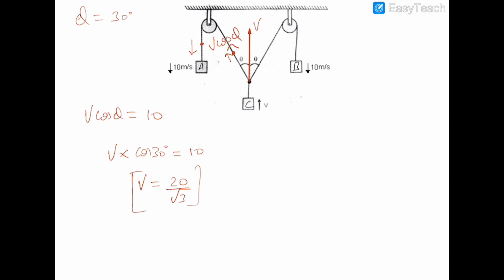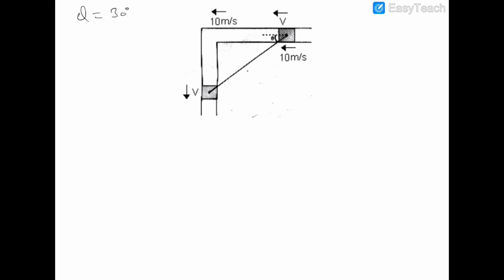Now moving on to the next question. You can see that in this problem the velocity of this block is given as 10 meters per second, and we have to find out the velocity v of this block at an instant of time when this theta is 30 degree. So we are applying our concept that we are resolving the velocities along the rope, and in doing that you can see this is 10, and the component will be 10 cos 30 degree.